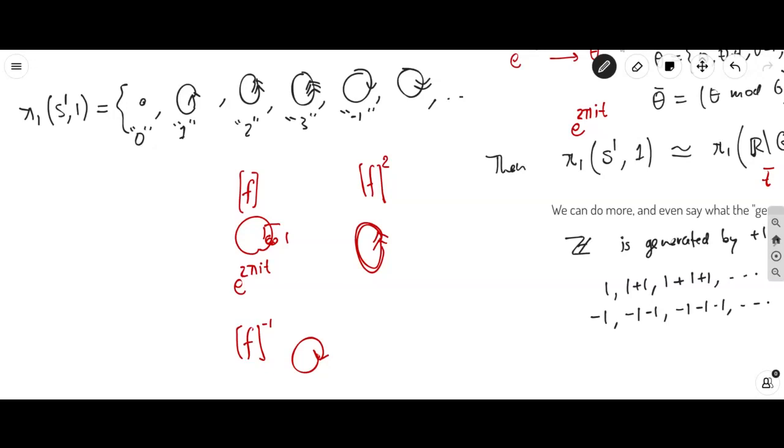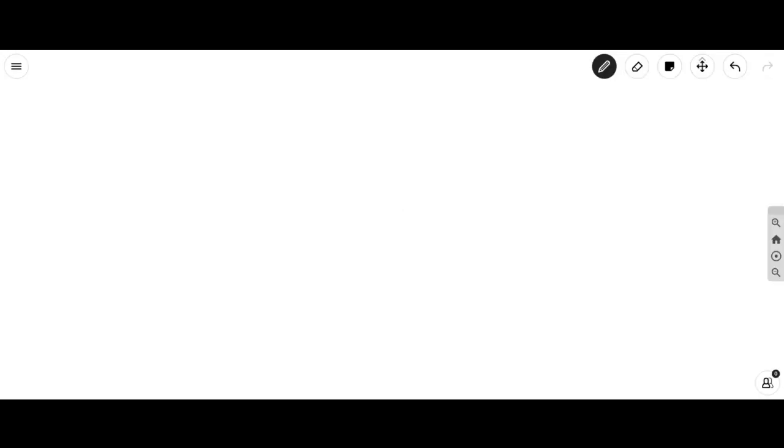So it's nice that we have an isomorphism with the integers, but what is even nicer is the fact that we can explicitly describe how all of the homotopy classes look. So we're not just saying that it's isomorphic to the integers, we're actually explicitly describing what all of them are. So this is going to be our first example, and now we're going to move to the next example.